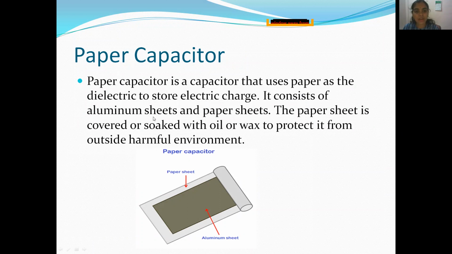It consists of aluminum sheet. See here, this is the aluminum sheet and paper sheet. The paper sheet is covered or soaked with oil or wax to protect it from the outside harmful environment.